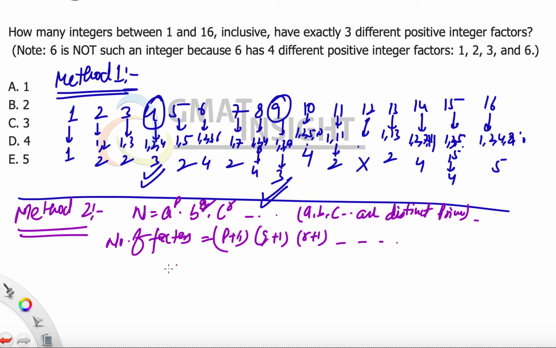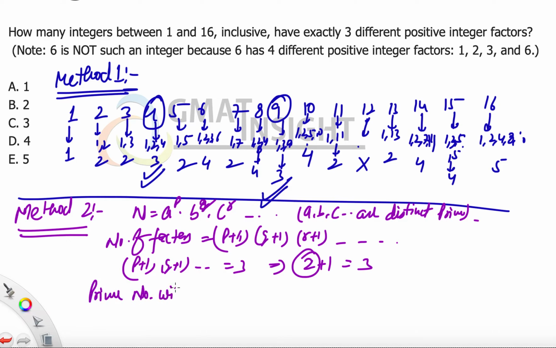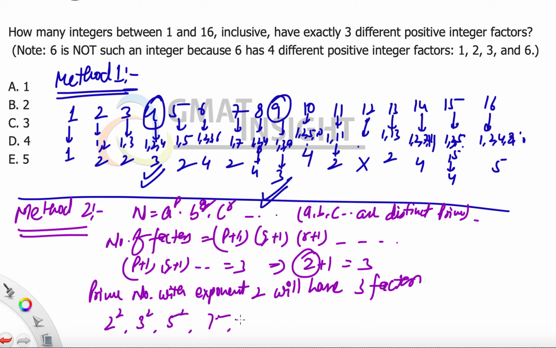So we could have started this question like (p plus 1) times (q plus 1) times and so on should be equal to 3, which is possible only when 2 plus 1 is equal to 3. This 2 plus 1 confirms that a prime number with power 2 only can have 3 factors. So let me write: a prime number with exponent or power 2 will have 3 factors. So we should have looked at 2 square, then 3 square, then 5 square, then 7 square, then 11 square. All these numbers will have exactly 3 factors, but since the question talks about the numbers from 1 to 16 inclusive, these two numbers only satisfy the condition.